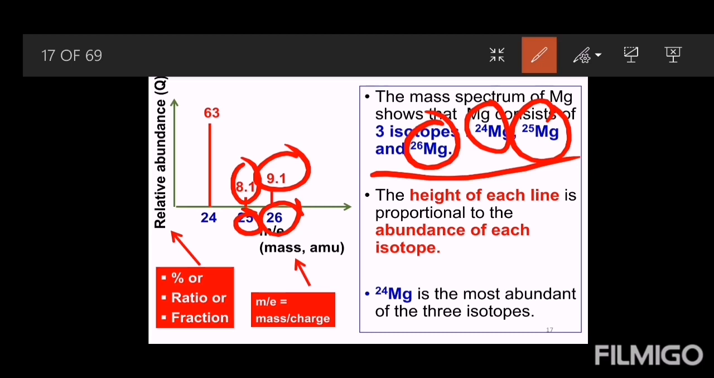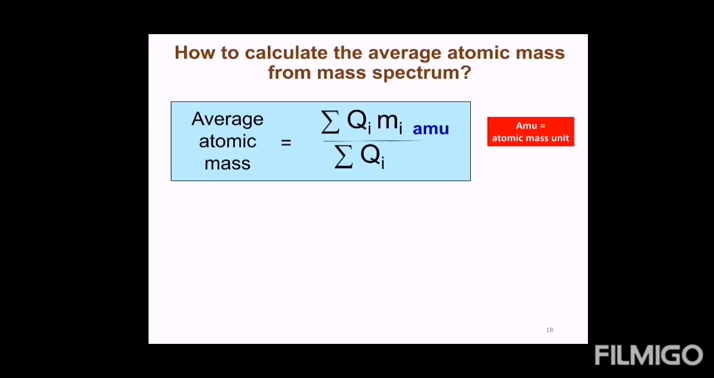All are magnesium. Alright, the height of each line is proportional to the abundance of each isotope. Talk about this one. 63, 8.1, 9.1. And then if we look at the graph over there, magnesium 24 is the most abundant of these 3 isotopes. Okay, we move to the next slide.